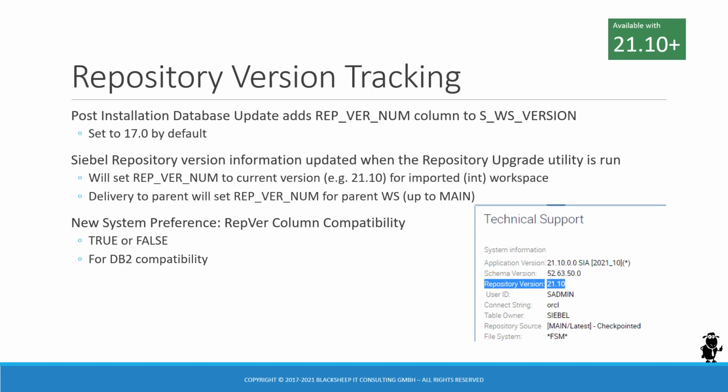Let's talk about another feature introduced with 21.10, which is repository version tracking. As part of the update, the post-installation database update gets you a new column in the SWS version table. So each workspace version can now be associated with an exact repository version. And this is where Oracle means the vanilla repository number. And initially, all these values in that new column for each current workspace and current version of any workspace will be set to 17.0 by default.